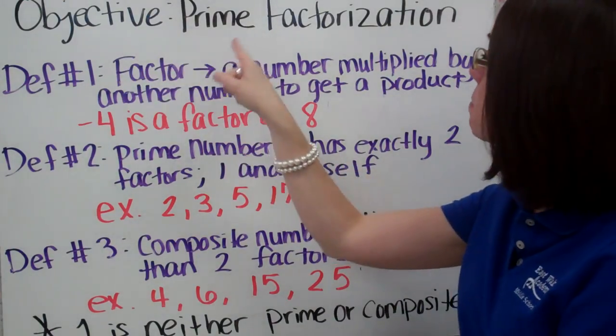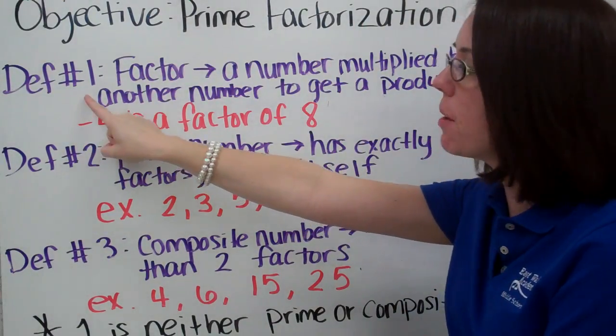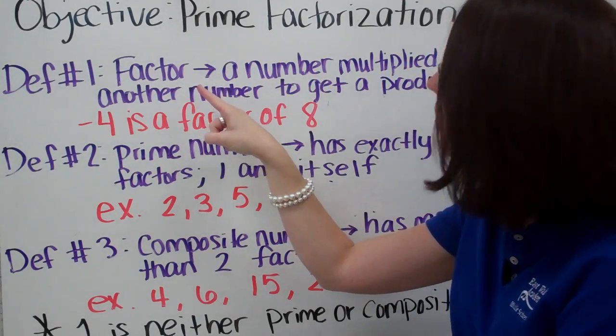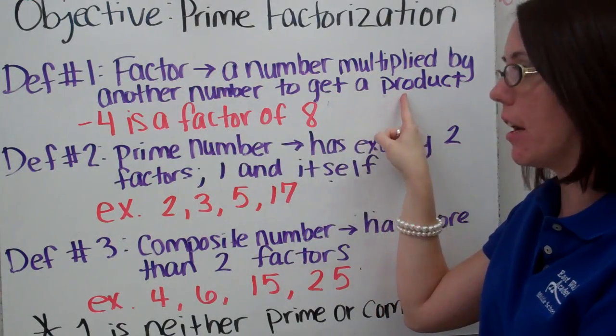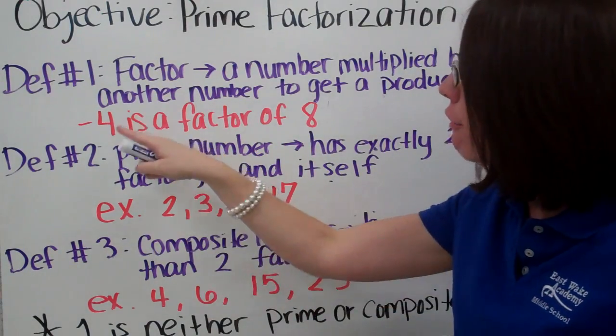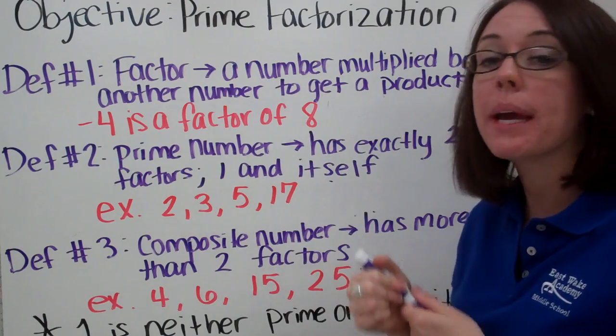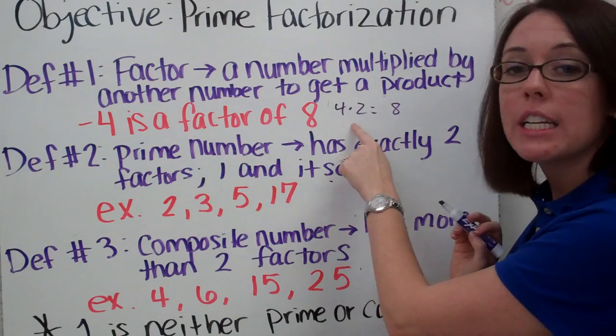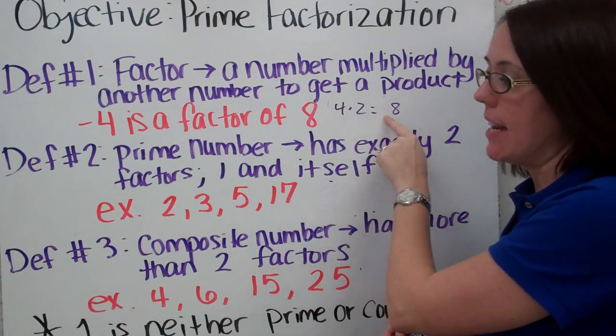Today's objective is prime factorization. Definition number 1. A factor is a number multiplied by another number to get a product. Remember, product means when you multiply two things together. 4 is a factor of 8 because 4 times 2 gives us 8. So 4 and 2 are both factors of 8.